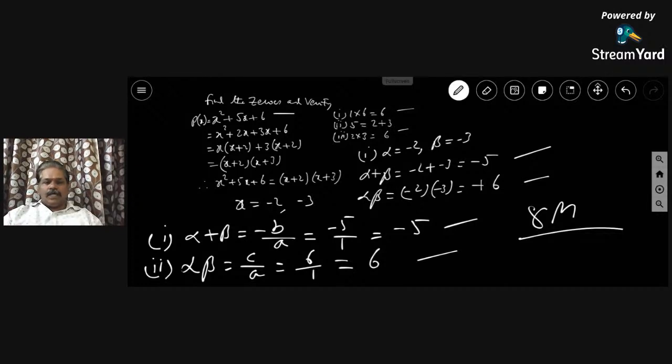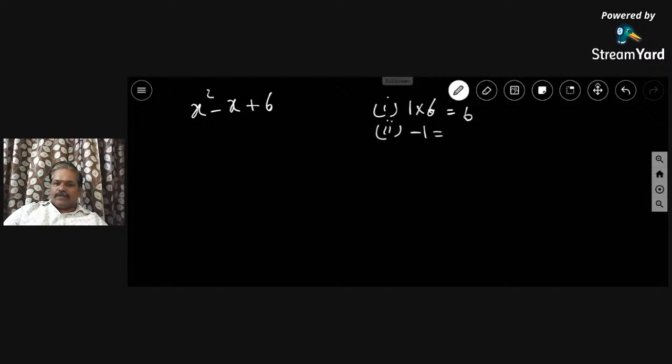So this is the positive case. I'll solve one more, a negative case. x square minus x minus 6. So the first condition, 1 into 6 is 6. Second, minus 1. So minus 6. Minus 3 plus 2 will become minus 1. So third, minus 3 into 2 is minus 6.